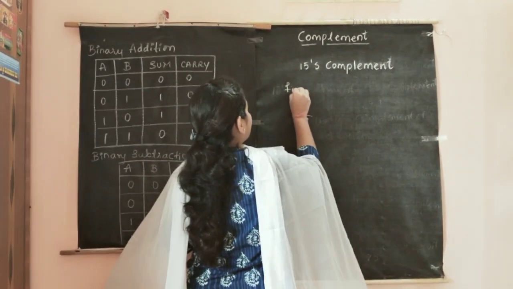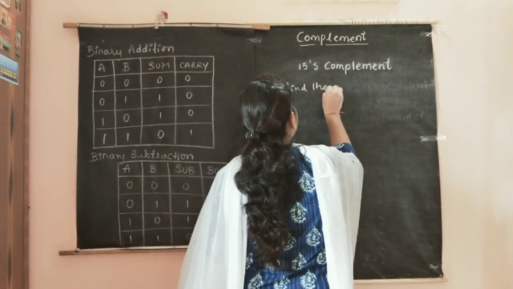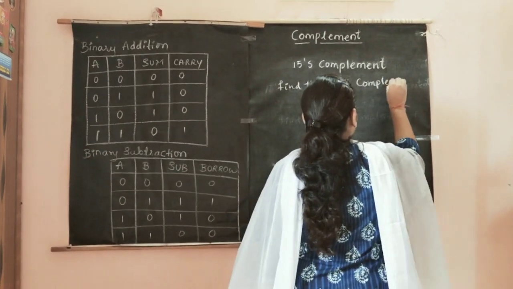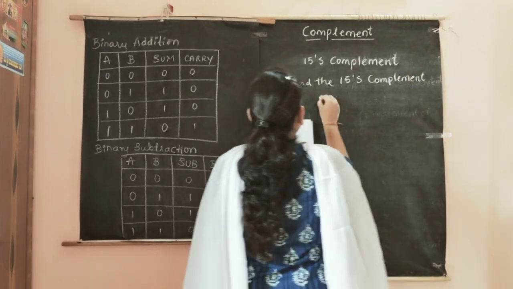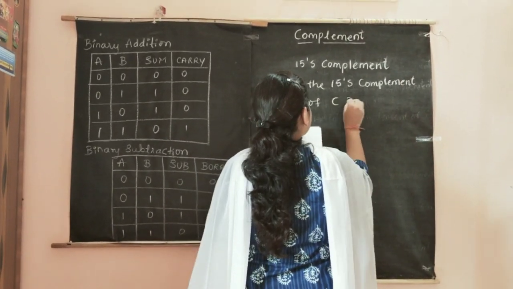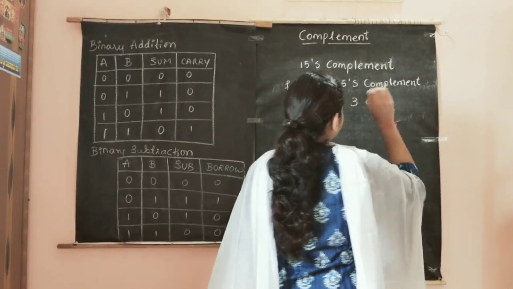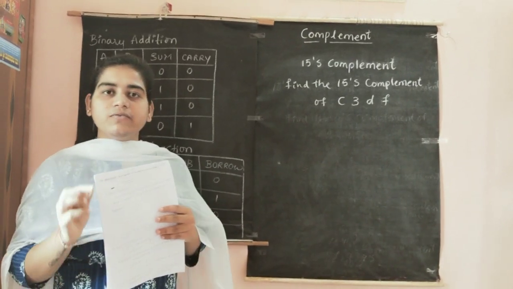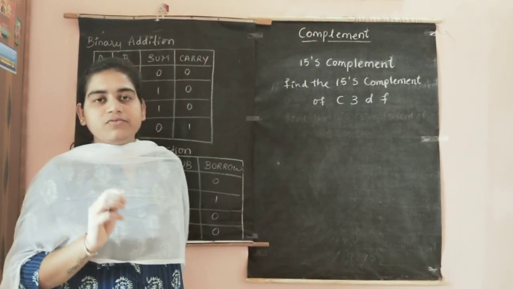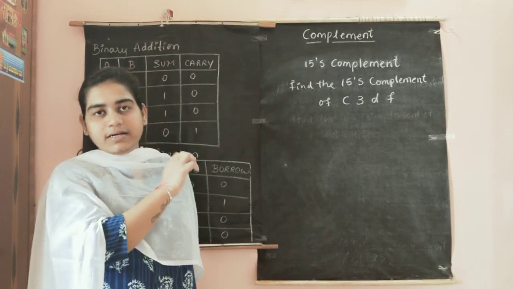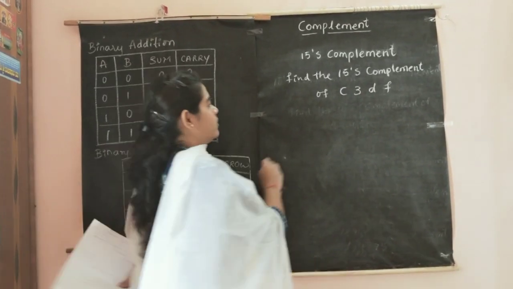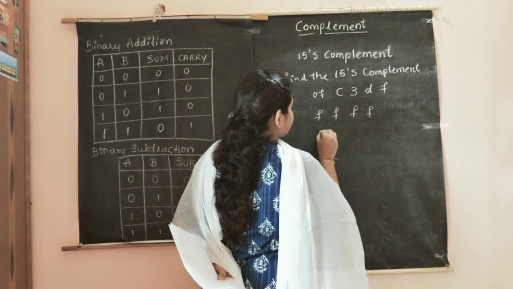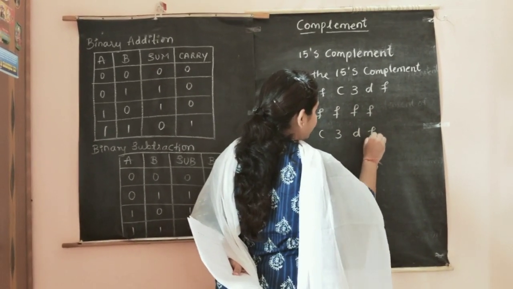So find the 15's complement of C, 3, D and F here. This is the given number. So we have to find the 15's complement. In order to find the 15's complement, we will subtract the given number from F here. That is F minus C, 3, D, F here.